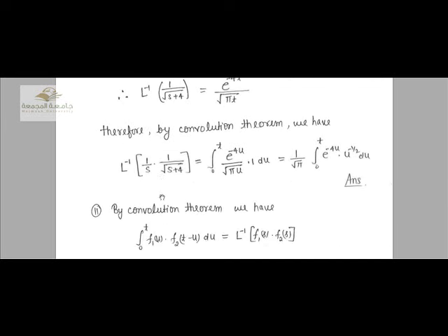Therefore, by convolution theorem, we have L inverse 1 by s into 1 by root s plus 4 is equal to integral 0 to t e to the power minus 4u over root pi u into 1 du. This is equal to 1 by root pi. This root pi will come outside. Integral 0 to t e to the power minus 4u into u to the power minus half du. This is the required solution.